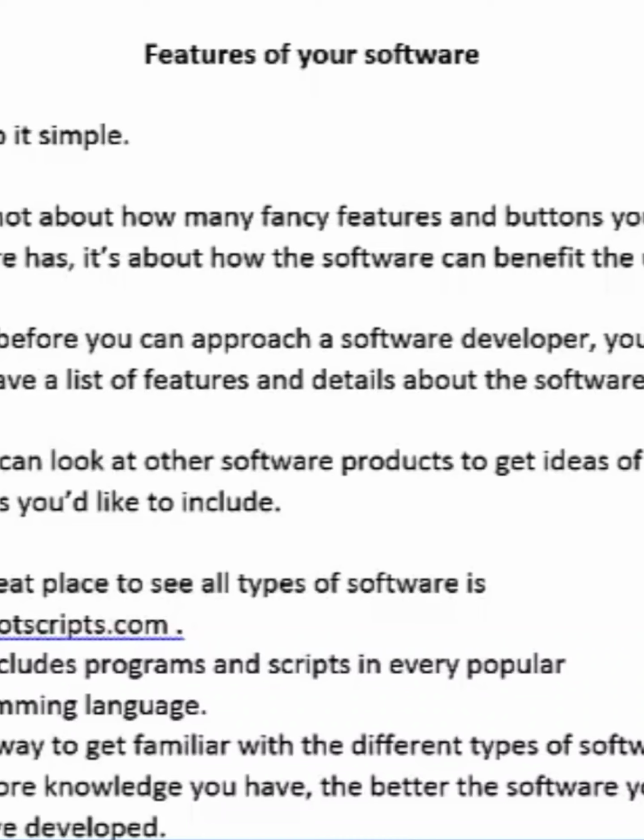Okay, so to get ideas, you can look at other software products in a similar industry, and also what you can do is go to a website called hotscripts.com. And this site includes programs and scripts in every popular programming language. So this is a great way for you to get familiar with the different types of software out there. And you could also read the reviews for the various software products on that site. And basically, the more knowledge that you have, the better the software you can have developed.